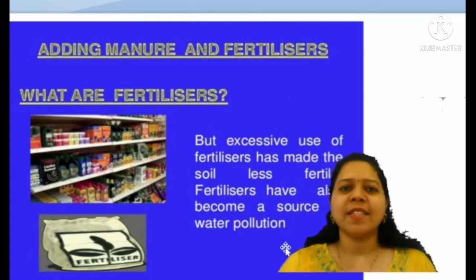These fertilizers are chemicals, that's why if we use them again and again in that soil, it will reduce its fertility, and these fertilizers also pollute the water.